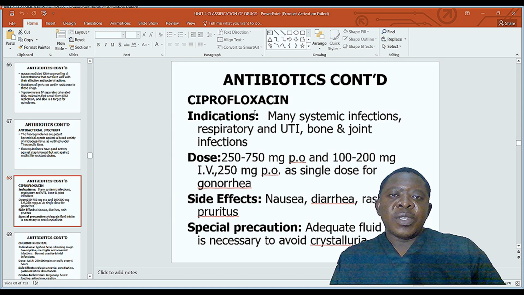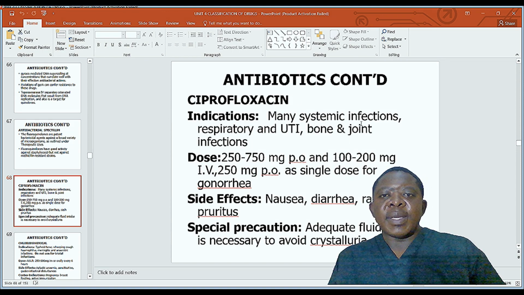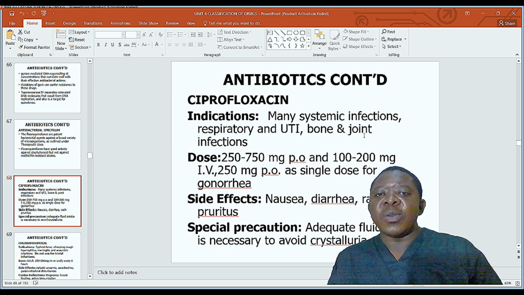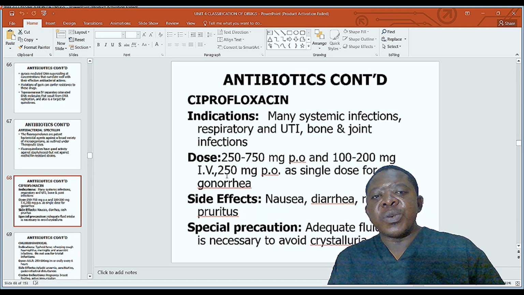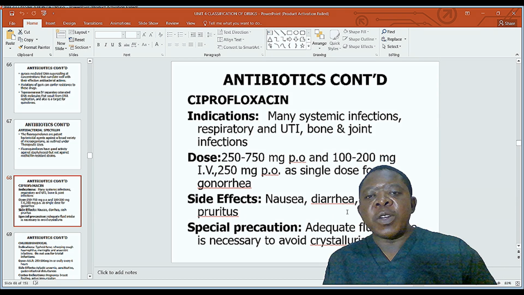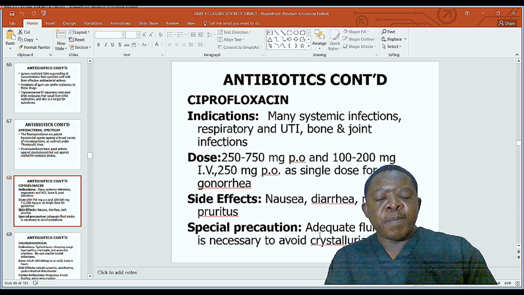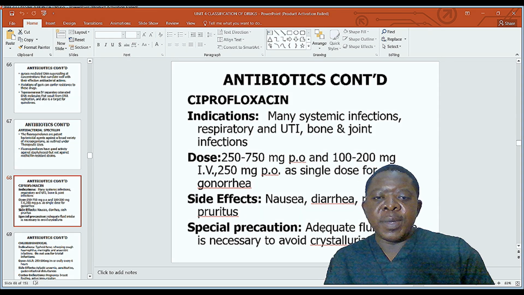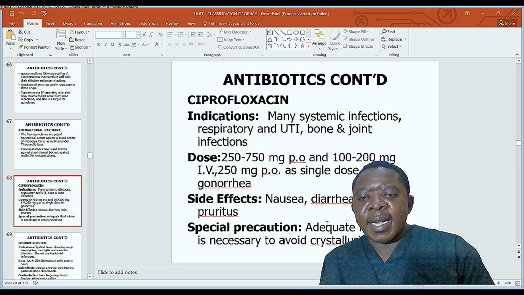Okay, so ciprofloxacin, the quinolone there, is used for many systemic infections, respiratory and urinary tract infections, and bone and joint infections. The doses in which it is available include 250 to 750 milligrams. Side effects include nausea, diarrhea, rash, pruritus. Special precaution here: adequate food intake is necessary to avoid crystalluria.